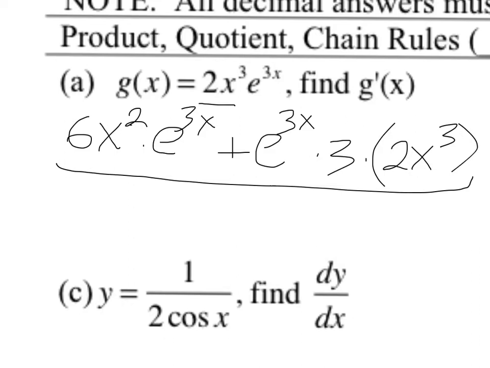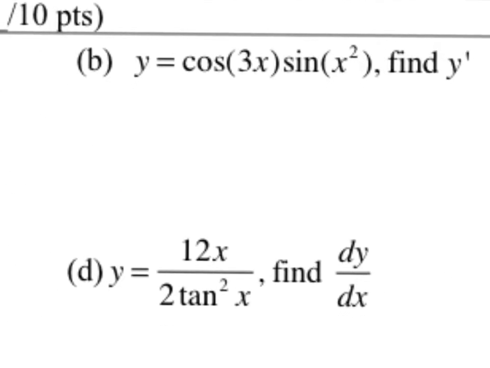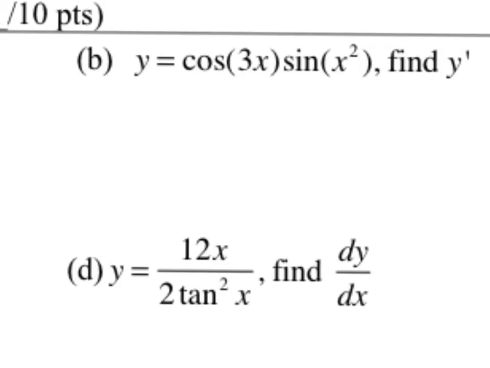The tricky part about this problem was that it was a chain rule for the derivative of e to the 3x. So you get e to the 3x times the derivative of 3x, which is that 3 part. Why did you do that? There was a chain rule within the product rule for that one.